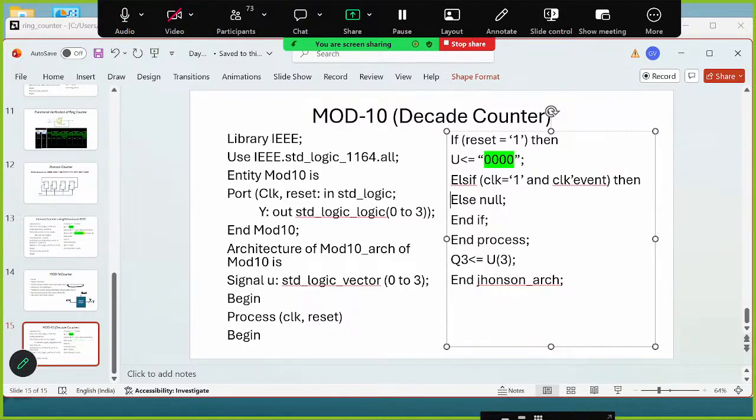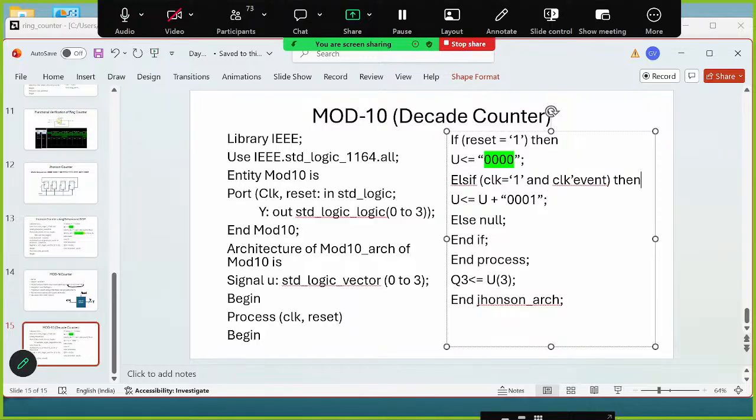Okay, so I want this u to get the value of u plus 1, 0 0 0 1. Every time it updates its count. So it starts with 0 0 0 and keeps on repeating 0 1 2 3 4 5 6 7 and so on. But if I do not restrict it up to 9, then it keeps on counting. It will not stop.